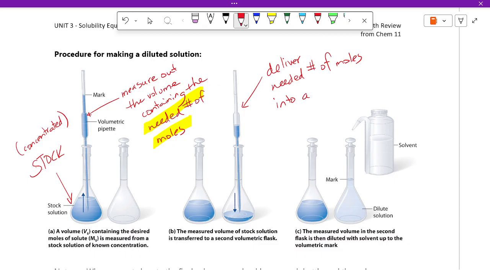into a new volumetric flask. There's our needed number of moles. And then what we do is we add water to the new volume.